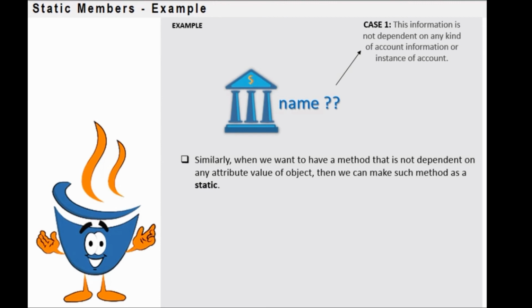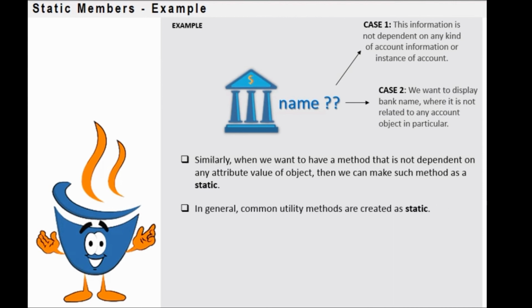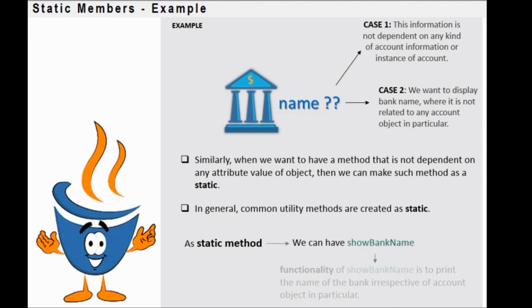As shown in example, we want to display bank name, where it is not related to any account object in particular. In general, common utility methods are created as static. We can have showBankName as a static method, as functionality of showBankName is to print the name of the bank, irrespective of account object in particular.